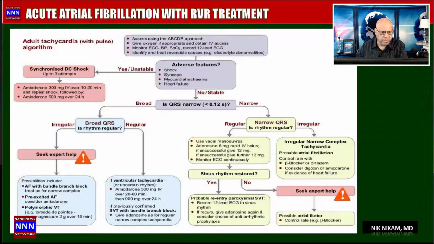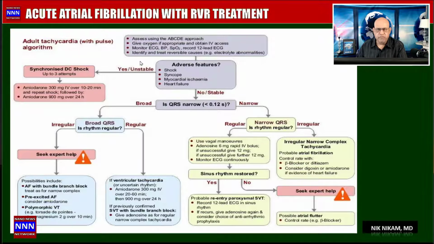That is followed by amiodarone 300 milligrams IV bolus over 10 to 15 minutes. And then this is followed by 900 milligrams of amiodarone over 24 hours. That is assuming the patient is unstable and you are dealing with a very rapid heart rate with unstable vital signs.